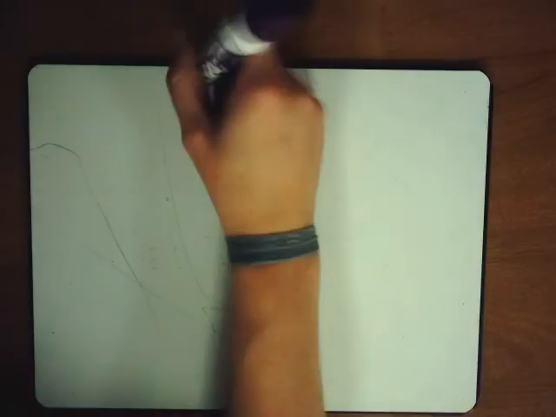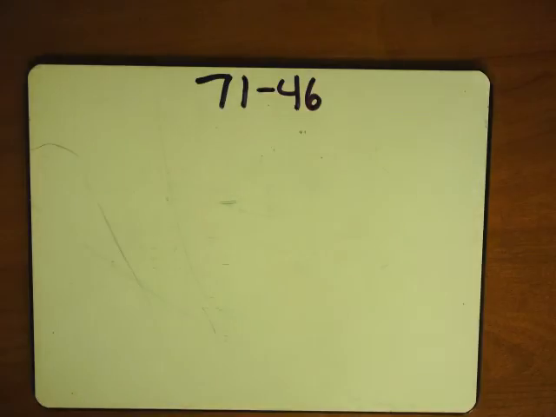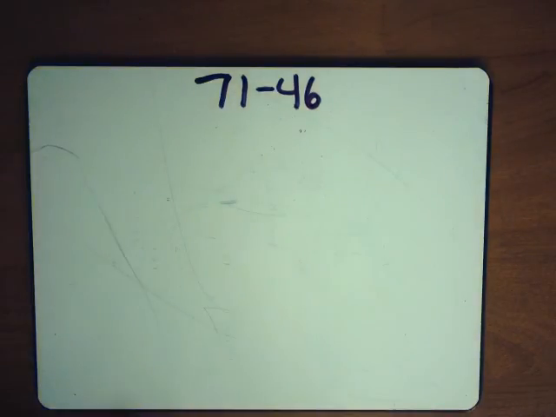Hi friends, today we are going to take a look at expand and trade subtraction. So let's start off with 71 minus 46. I'm going to do this with place value blocks so you can really visualize what's going on here.